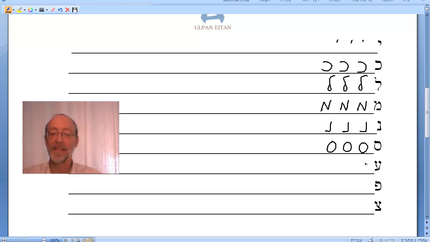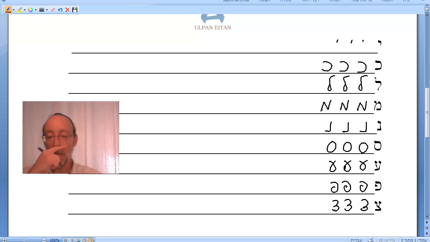The next is an Ayin. Oops, get down to the bottom of the page. An Ayin. The next is a Pei. Similar but different, because the loop goes in a slightly different fashion. The next one is a Tzadi. For most people, they're helped by the fact that the Tzadi looks like the number 3.